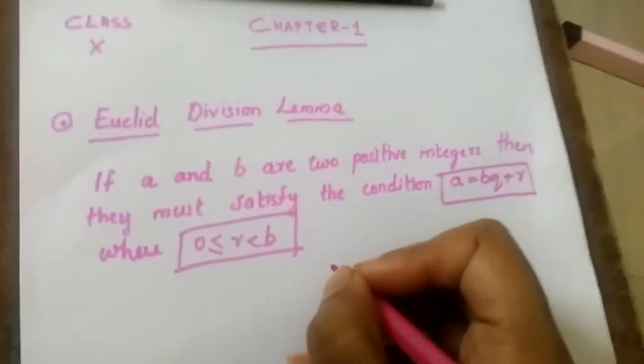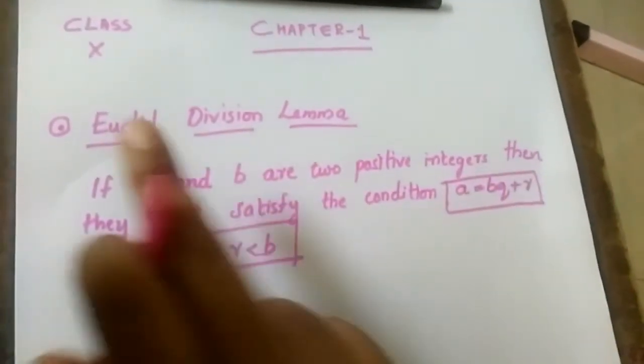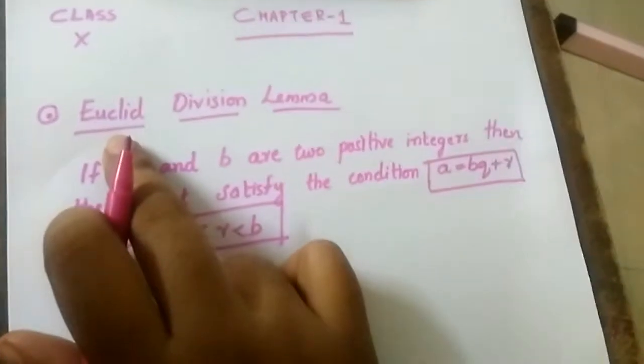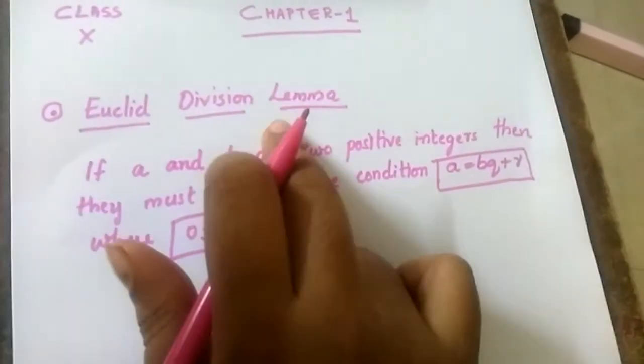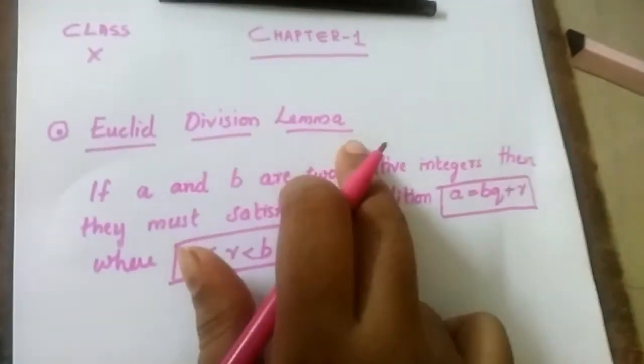Hi everyone. Today I am teaching you Chapter 1 of CBSE Maths, Euclid, Chapter 1 Real Numbers. In this, I will teach you Euclid's division lemma. What is Euclid's division lemma? It is an algorithm. It is a theorem.